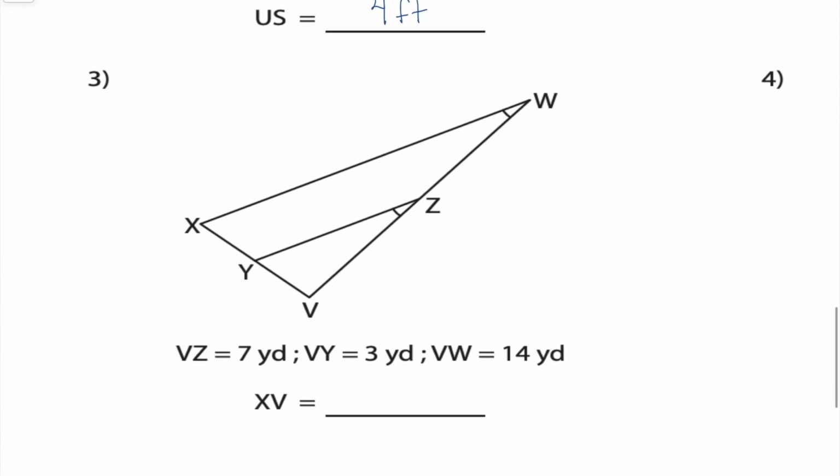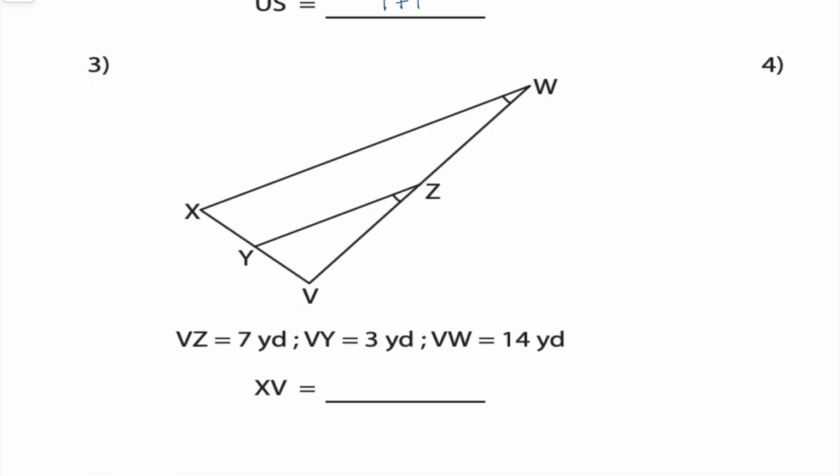Okay, let's look at number 3. Now these angles are in the same place. The triangles are in the same orientation. You can, again, separate them because they're overlapped, but they are oriented in the right way. VZ is 7. VY is 3. VW is 14. And it wants to know XV.